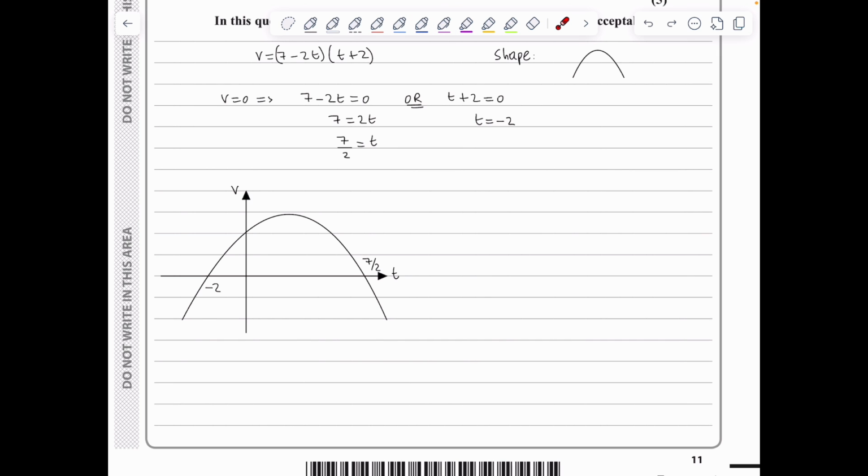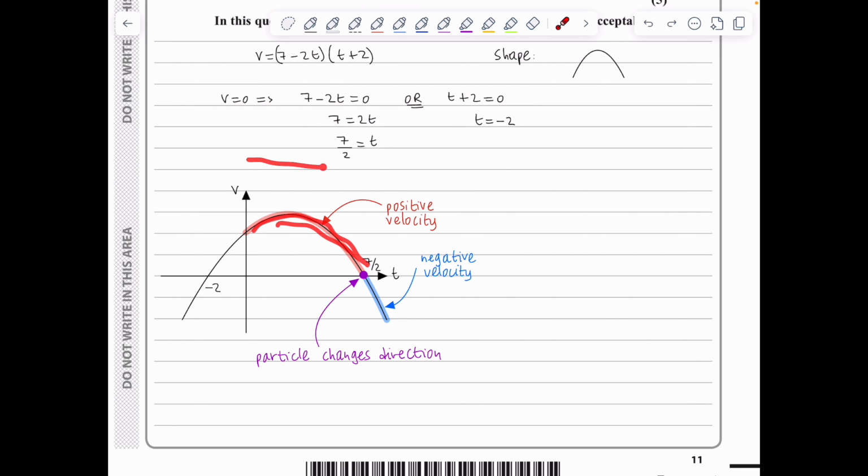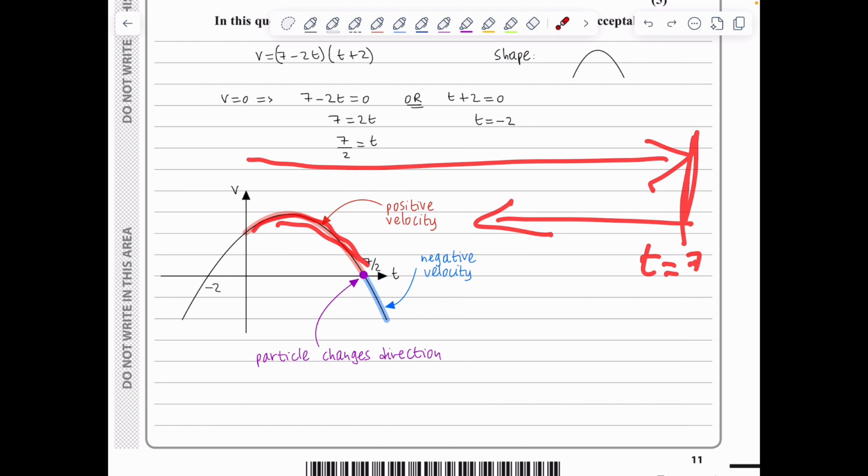It's a sad face parabola cutting the t-axis at negative 2 and 7 over 2. We are only interested in positive values of t, and we know that between 0 and 7 over 2 the velocity was positive, while after 7 over 2 it's negative. So this means that the particle changed direction at exactly t is 7 over 2, because for the first 3.5 seconds it was moving in the positive direction, and then it was moving in the negative direction. So exactly at t being 7 over 2 we have a change in direction.